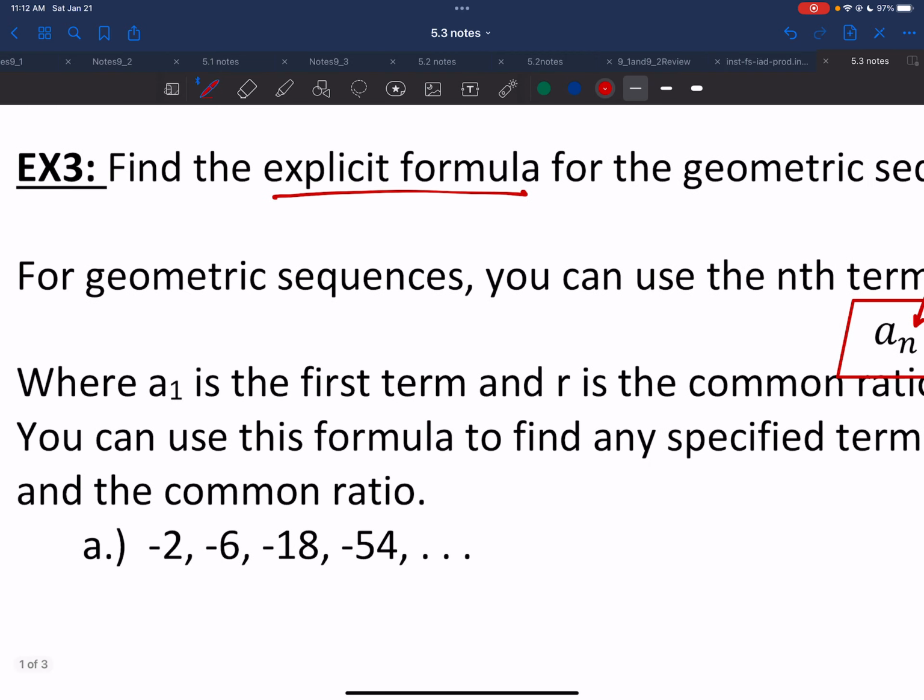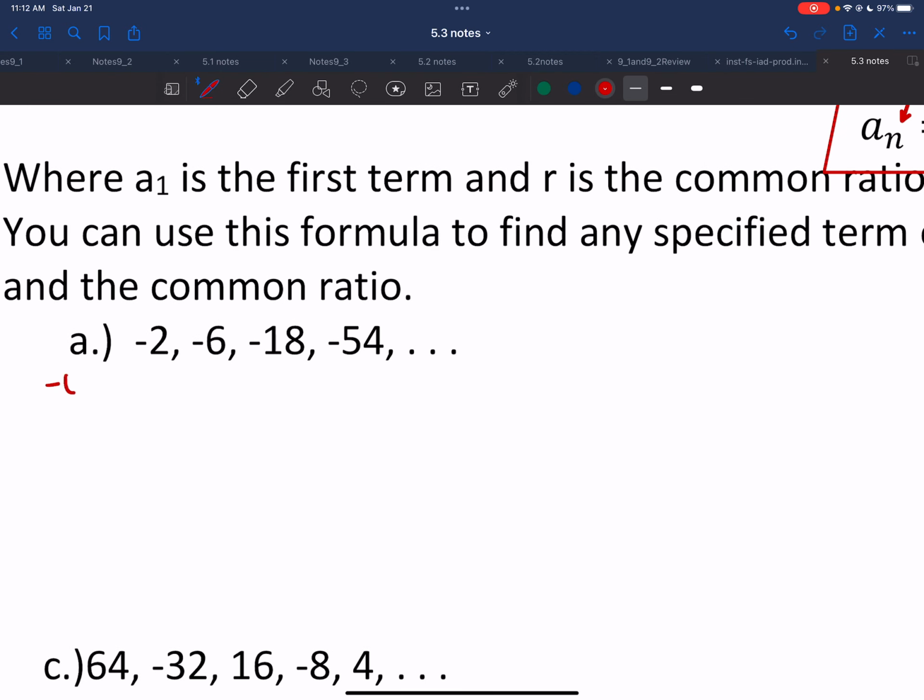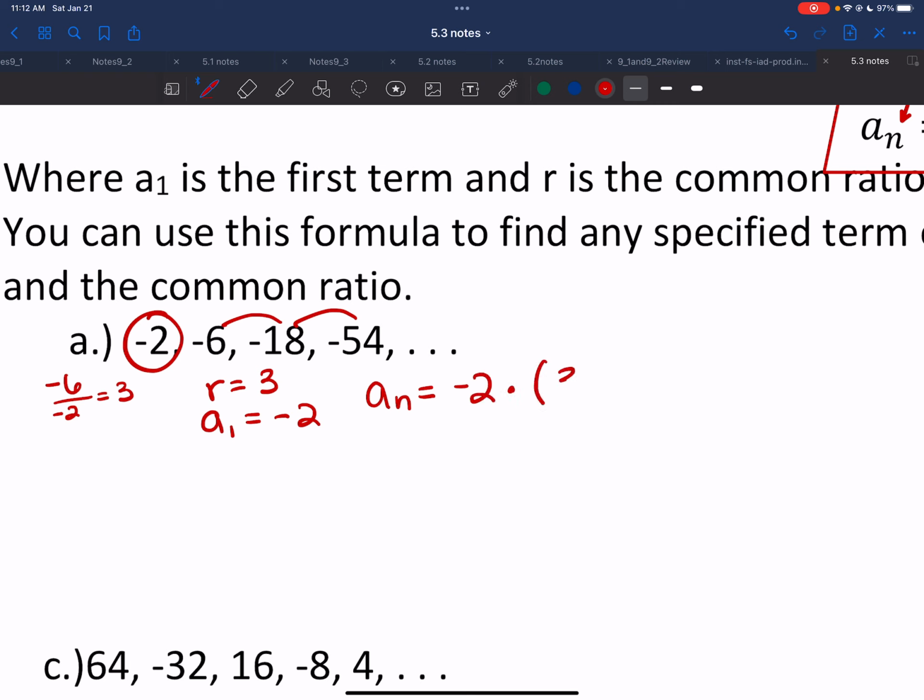Let's take a look at this first one. So for a, I have negative 6 over negative 2. That gives me 3. I'll double check: negative 6 to negative 18, negative 54 to negative 18, also the number 3. So my ratio is 3. A1 is going to be that first term. So now I have a_n is equal to negative 2, which is my first term, times my ratio, which is 3, to the power of n minus 1. So that's my equation that I've got. Again, we're going to come back and do an example on this to see how that rolls out.